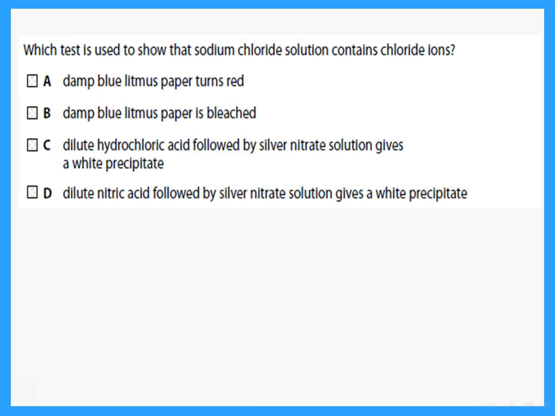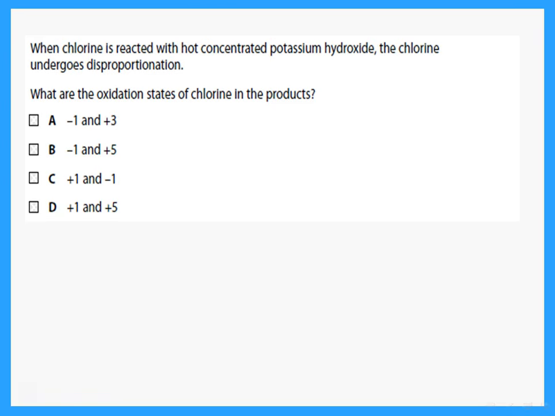Let's do some questions and answers very quickly. Now, this is the first question on this topic. Which test is used to show that sodium chloride solution contains chloride ions? Of course, you should remember that the test for chloride ions is dilute nitric acid and silver nitrate to give a white precipitate. So that's easy.